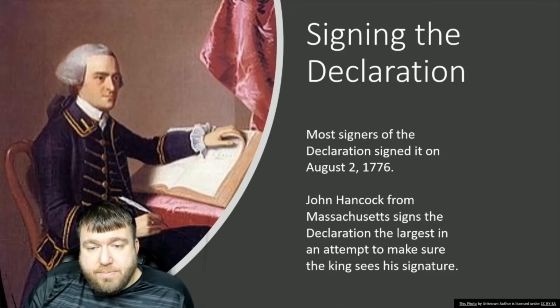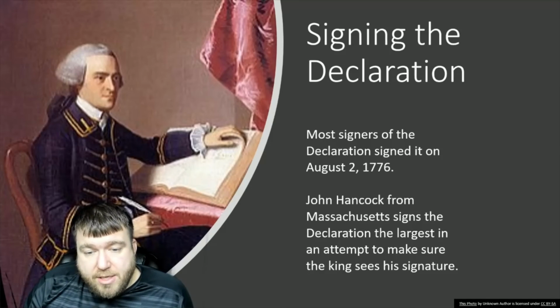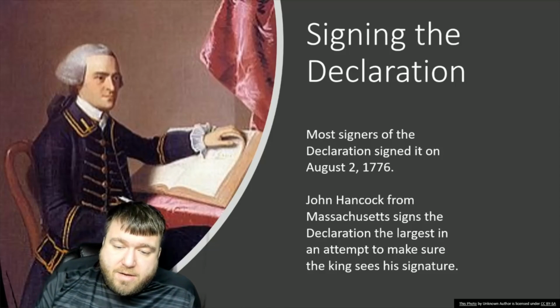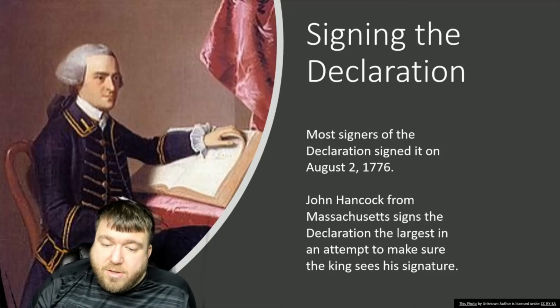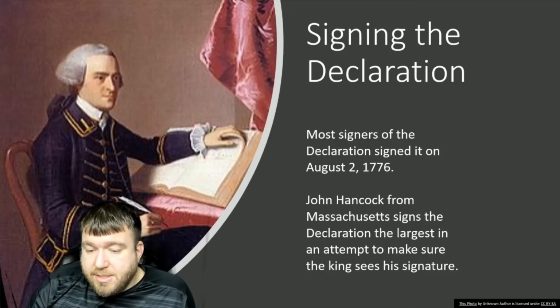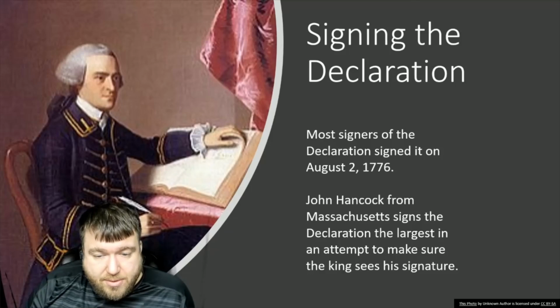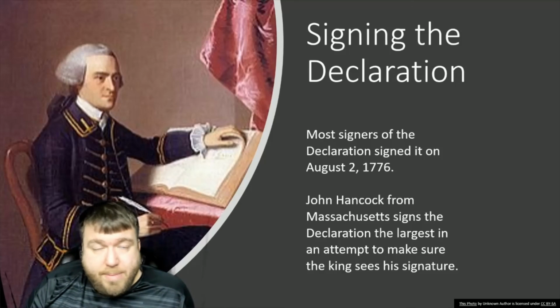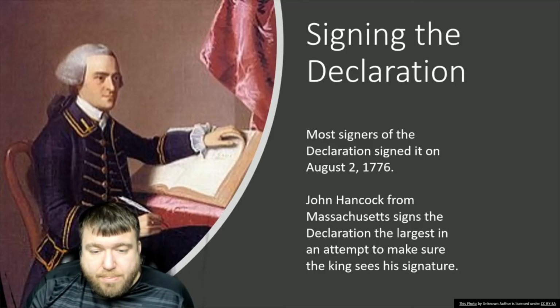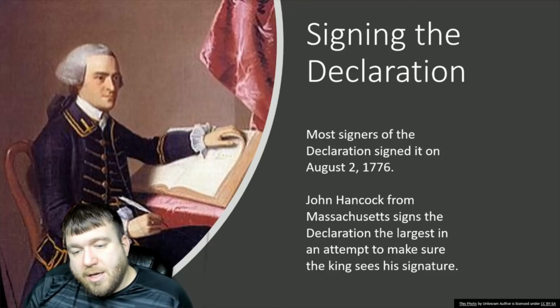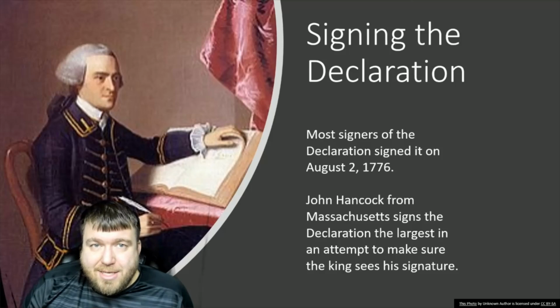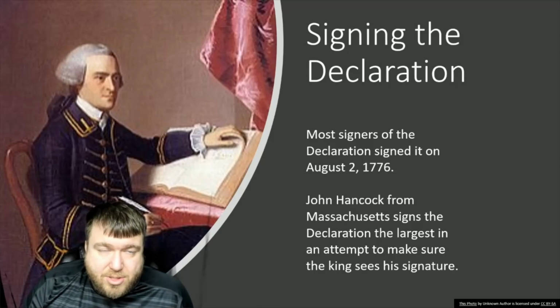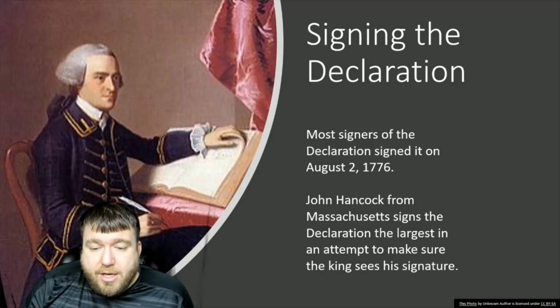Signing the Declaration. Most signers of the Declaration signed it on August 2nd, 1776. John Hancock from Massachusetts signs the Declaration the largest, in an attempt to make sure the king sees his signature. So if you look at the document itself, and whenever we're back in the classroom I have a replica of the document on my wall, you can look at the signatures at the bottom, and John Hancock's signature is the largest. And he wanted to make sure that the king saw his signature.